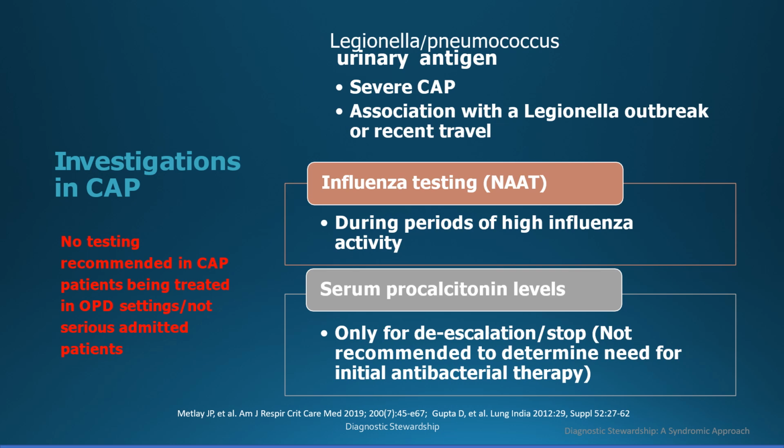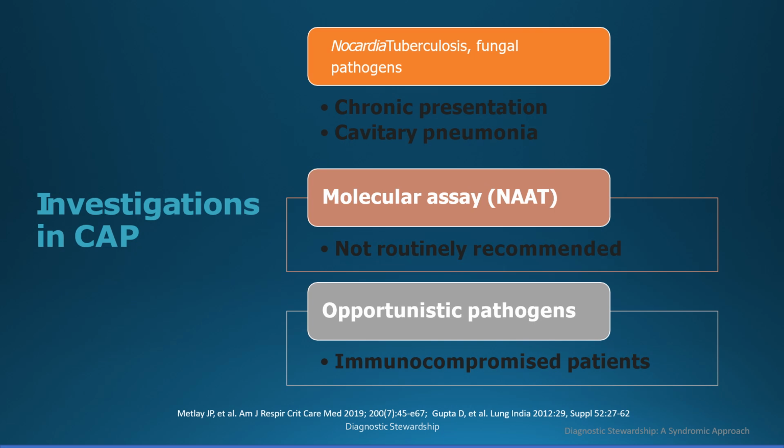For Legionella and pneumococcus, we have urinary antigen tests for severe cases and association with a Legionella outbreak. In influenza testing, we have nucleic acid amplification test, and then serum procalcitonin level is another test, which should be used only for de-escalation or to stop antibiotics. For Nocardia, tuberculosis, or fungal pathogens, we have molecular tests like NAAT. Then opportunistic pathogens should be suspected in immunocompromised patients.